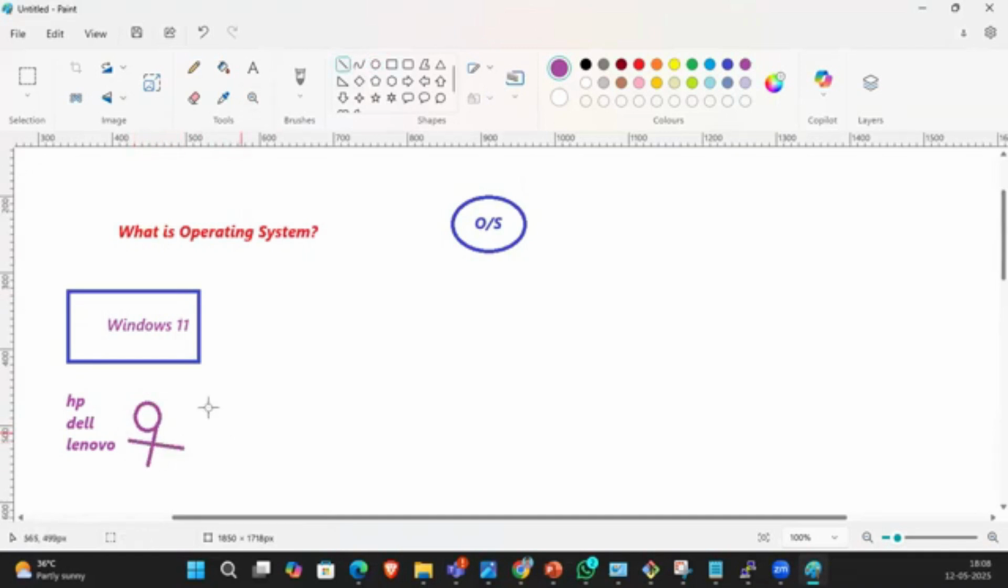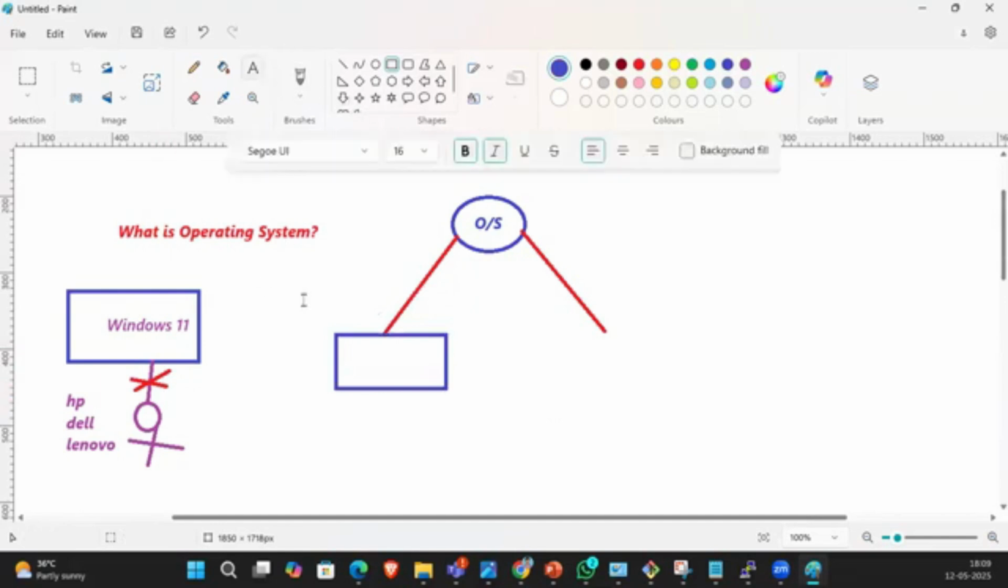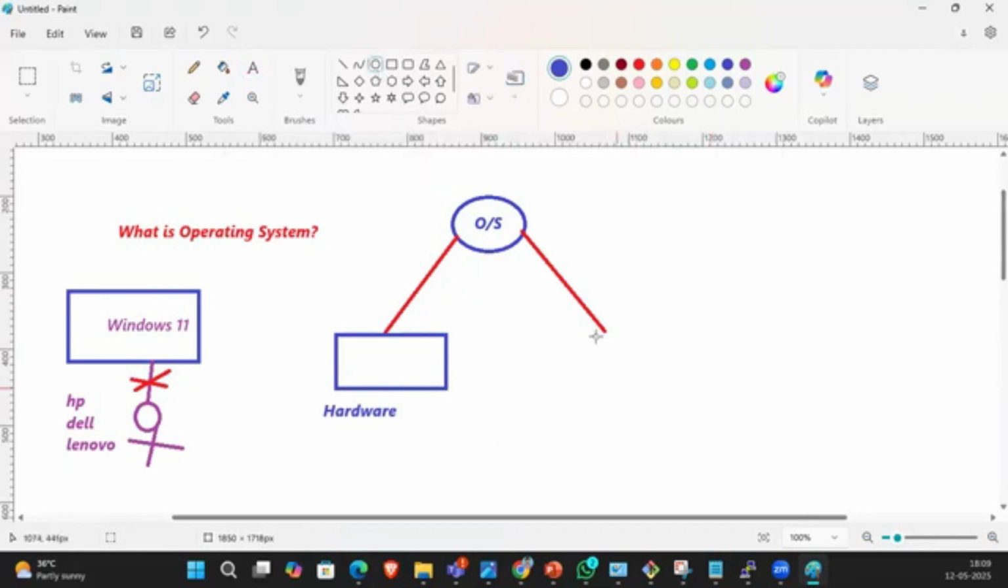And this is you. Are you directly communicating with the hardware? No, we are unable to communicate with the hardware directly, because of the OS. Whether you are using a Dell, HP, or Lenovo laptop or desktop, whatever it may be, this is called the hardware or a computer. And this is called the user.